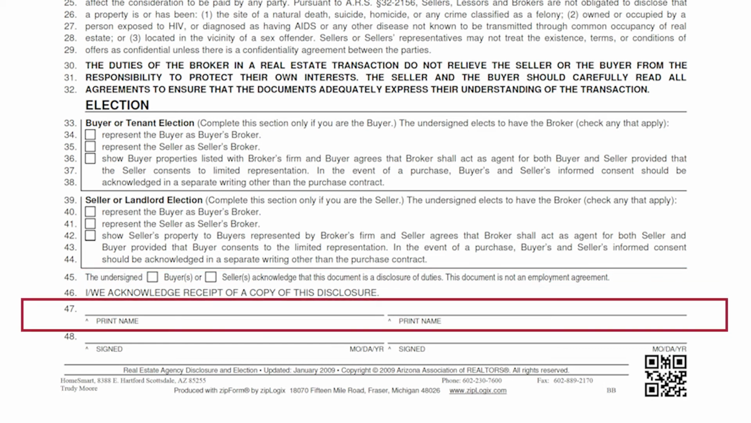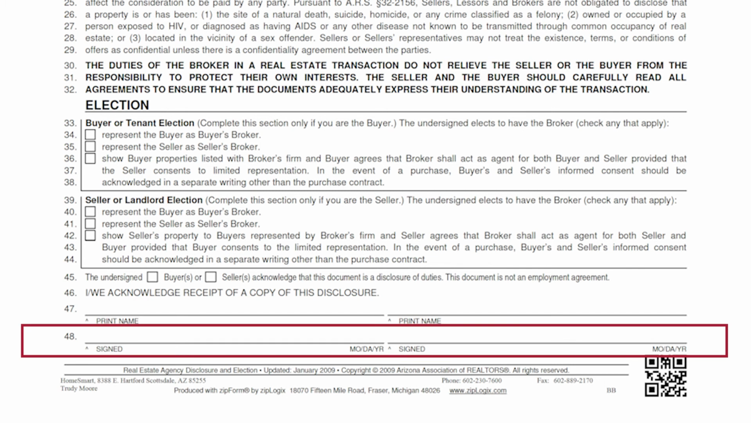Line 47 is where you're going to print the name or names of your buyer, seller, or landlord or tenant. Line 48 is where the buyer, seller, landlord, or tenant will sign and date the form. Remember, you should always give your client a copy of any document that they sign.